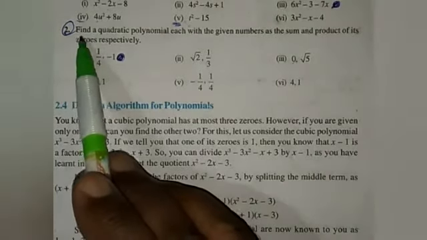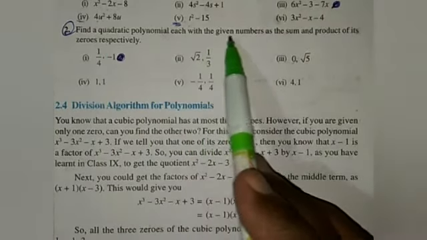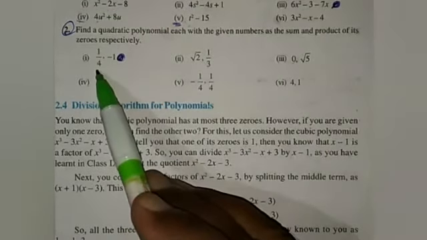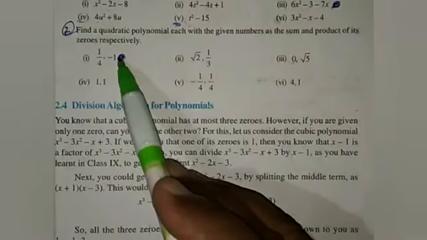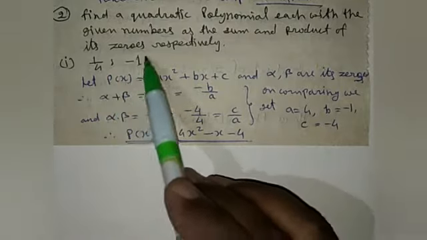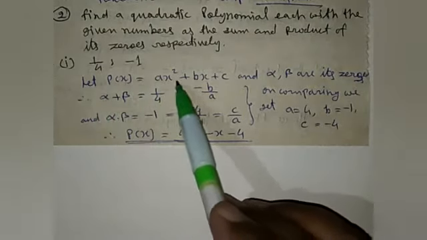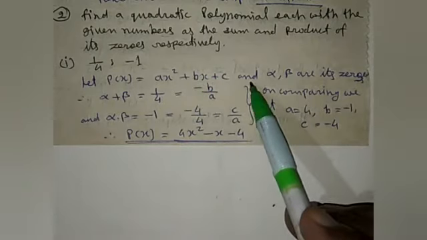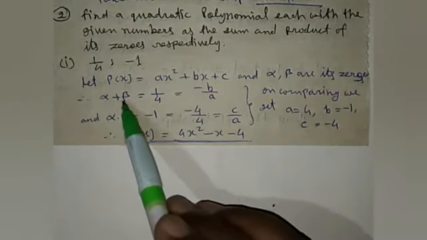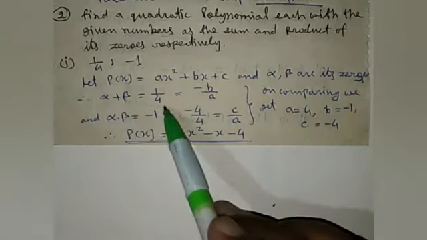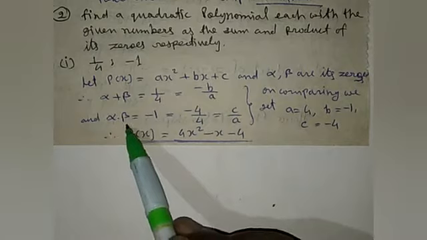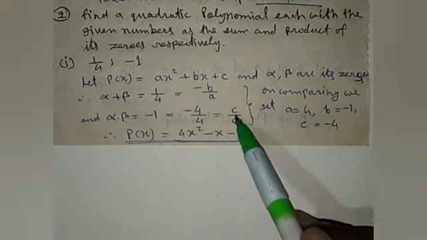Now in question number 2, find a quadratic polynomial each with the given numbers as the sum and product of its zeros respectively. It means the first number is the sum of zeros and the second number is the product of zeros. In the first part, the sum of zeros is 1 upon 4 and the product of zeros is minus 1. So here let p(x) equal ax square plus bx plus c in standard form, and suppose alpha and beta are its zeros. So here alpha plus beta, the sum of zeros, is equal to 1 upon 4. Now the sum of zeros is equal to minus b upon a, and the product of zeros, which is equal to minus 1, is equal to c upon a.